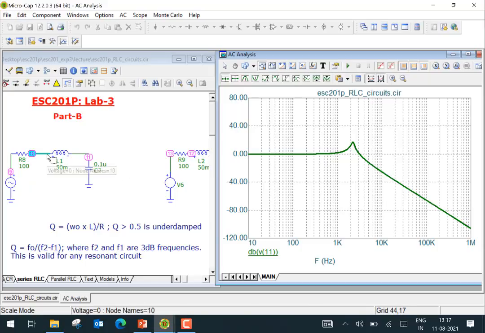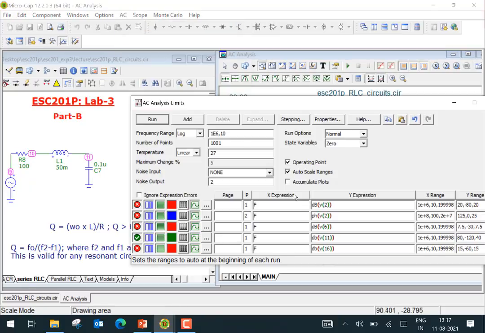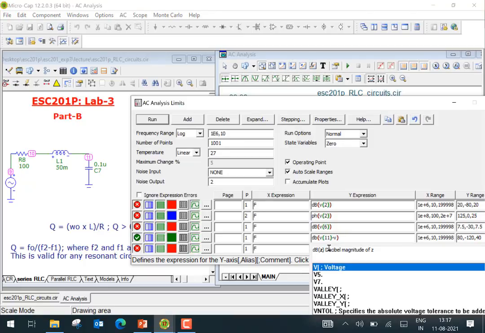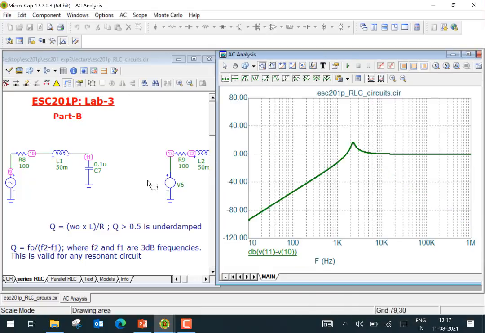For example, if we want to look at the voltage across the inductor, we go here, AC, limits, and the voltage across the inductor will be node 11 minus node 10. So we go here, node 11, and we add minus V10 here. Right, so that will give us this, and run it again. So note that the voltage across the inductor is like a high pass filter. Okay, so this is like a high pass filter here.